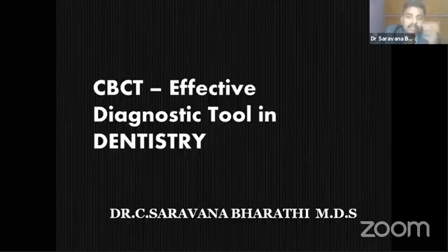Then what is the need for three-dimensional imaging in dentistry? Already we have established two-dimensional imaging modalities like RVG and OPG. What is the need for cone beam computed tomography in dentistry? And importantly, how to analyze a CBCT case if you have a CD or DICOM data in your hand, how to analyze it in the CBCT software.